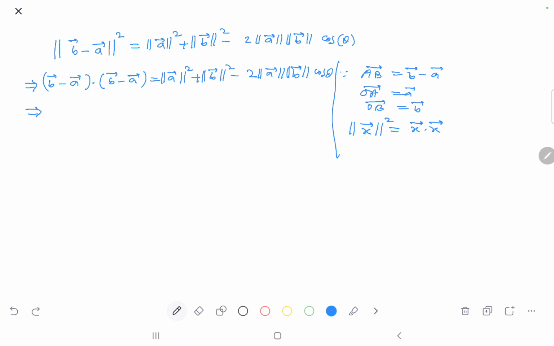So now if you apply the distributive property, what happens? Then this will be b vector dot b minus a, minus a vector dot b minus a, and this side will be the same as it is. So this is a magnitude square plus b vector mod square and 2 into A magnitude, B magnitude, and cosine of theta. So now, did you understand, Mayan? This from here to here by the distributive property, right?